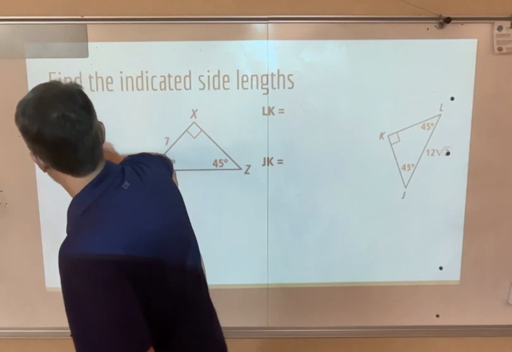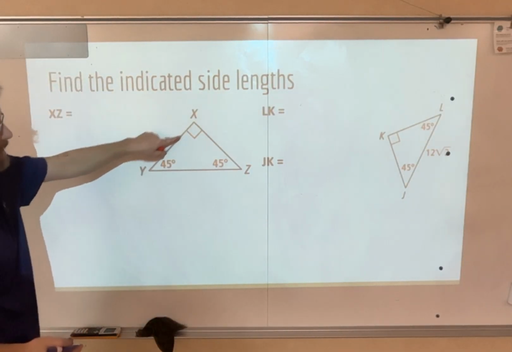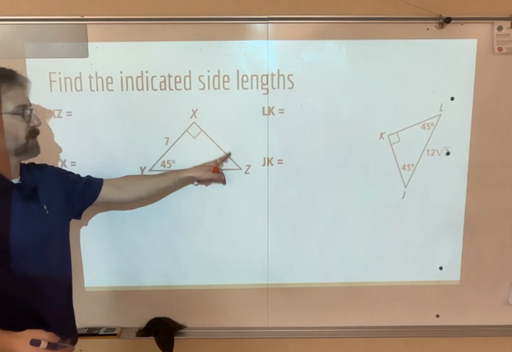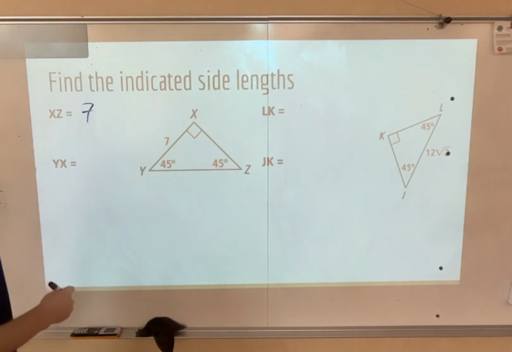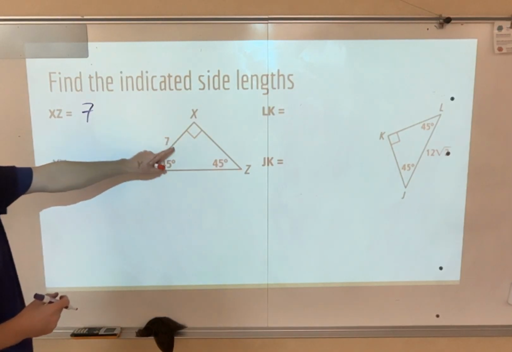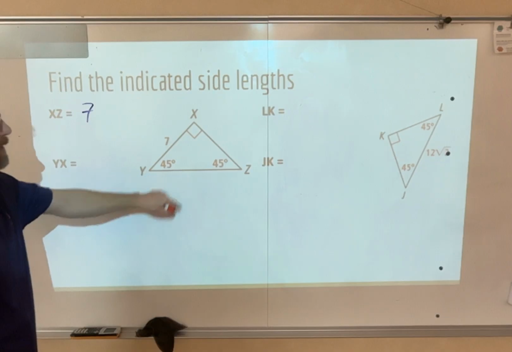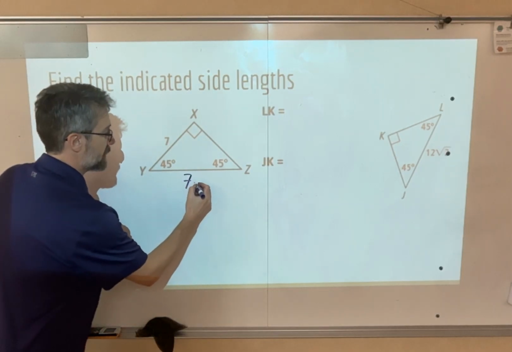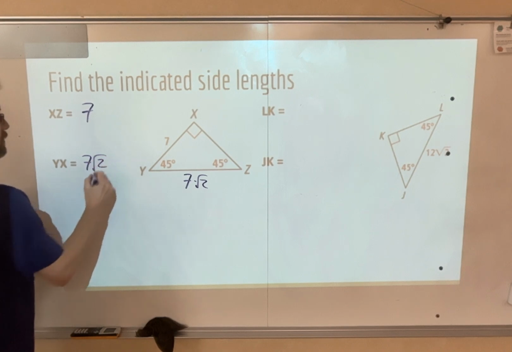So if we look at this one, well, first off, it's already half done because I know if this side is 7, it's isosceles, this side is also 7. So xz is also 7. Boom, I'm halfway done. To go from the leg to the hypotenuse, all I have to do is multiply by the square root of 2. So this is 7 times the square root of 2, which is just 7 root 2.